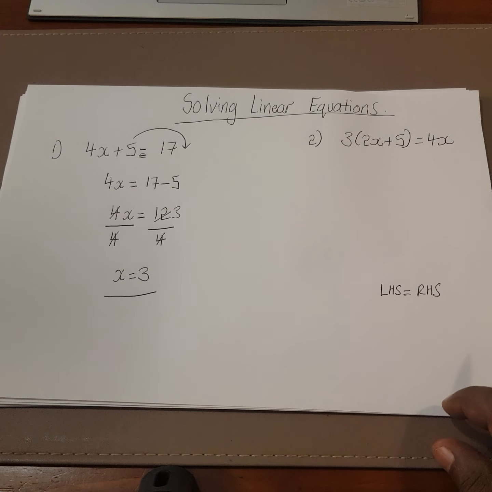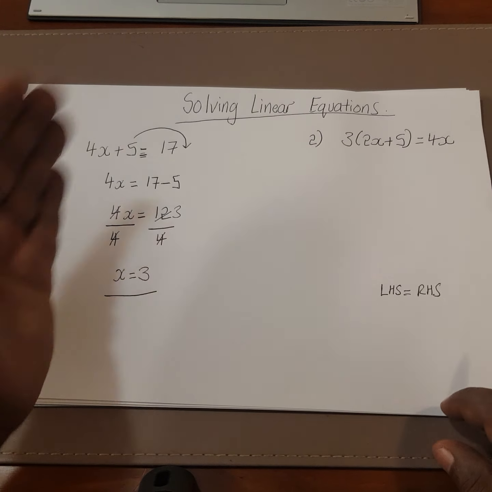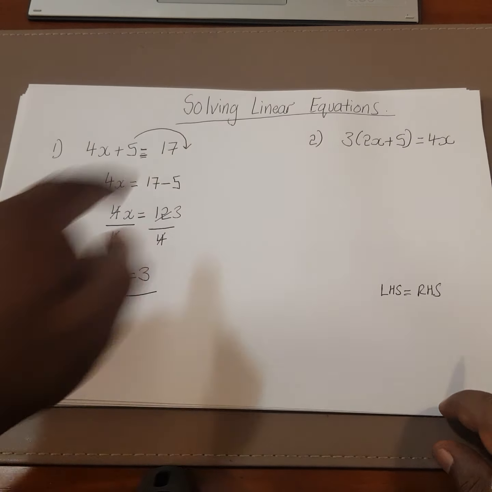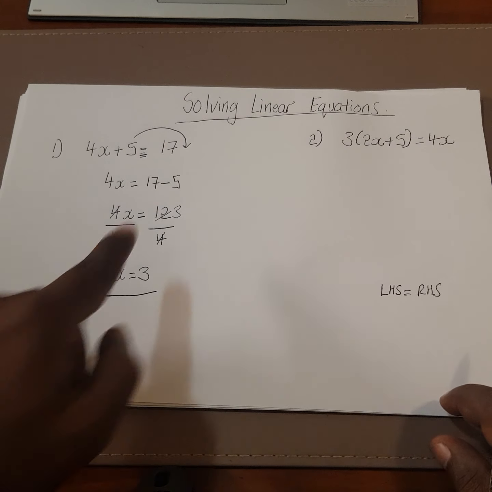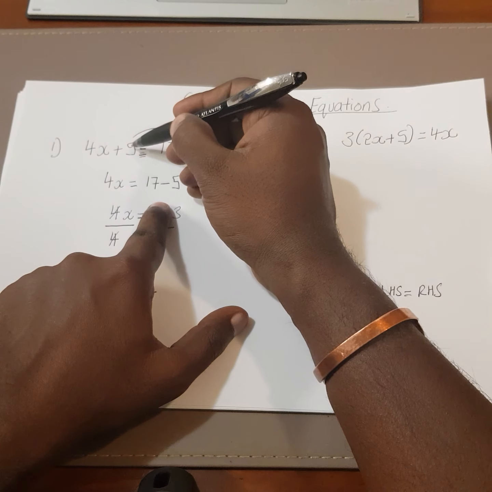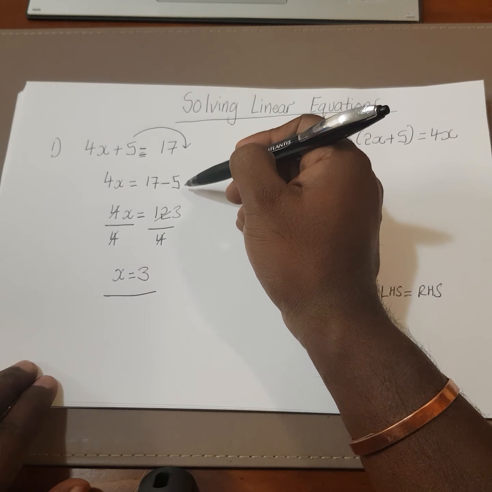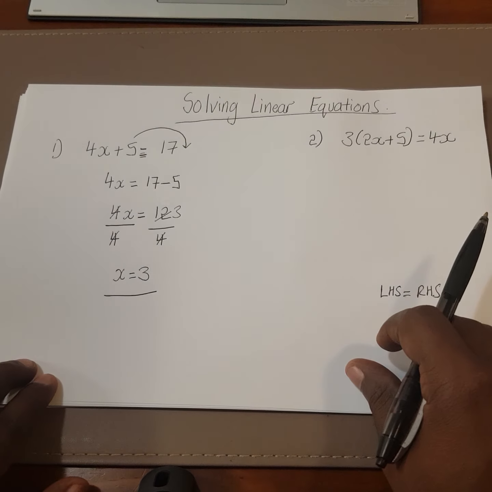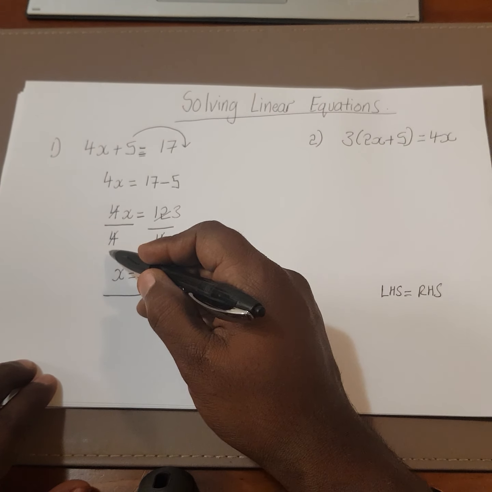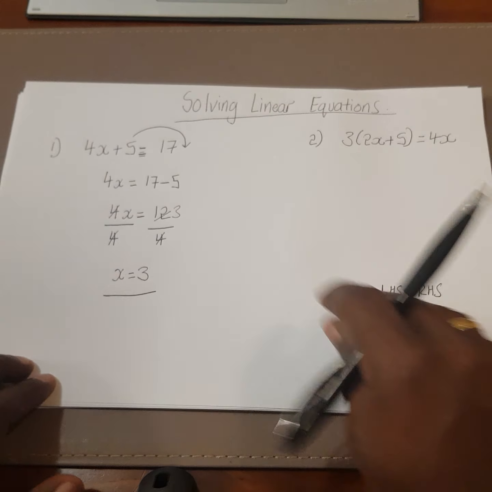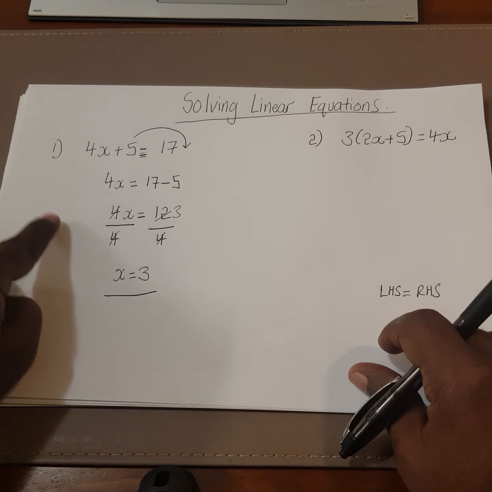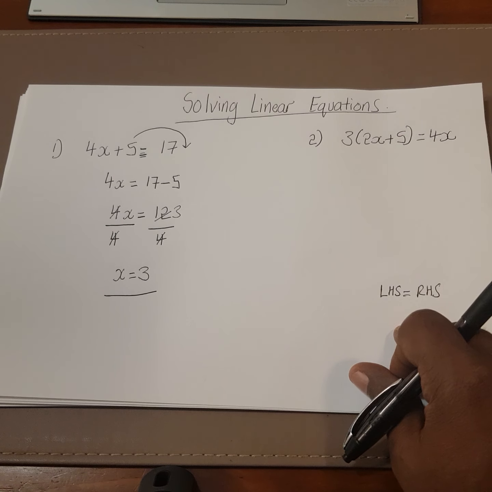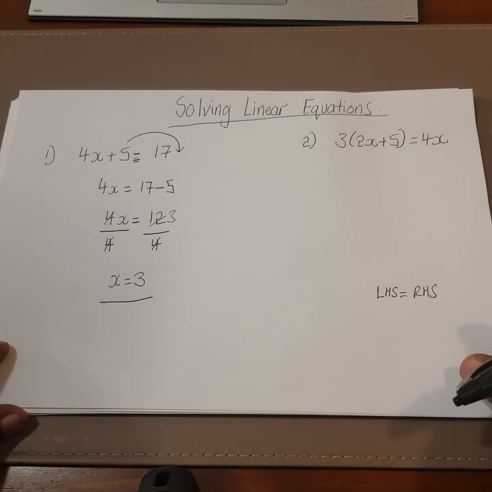What we do, we get the letters on one side and put the numbers on the other. All right, if there's any number that you're transferring over the equal sign, the sign has to change. So in this instance, the positive 5 now becomes negative 5. And then you divide by 4 to get the value of x. You also treat the left hand side equally with your right hand side. So when you divide by 4 on your left hand side, you also have to divide by 4 on your right hand side.